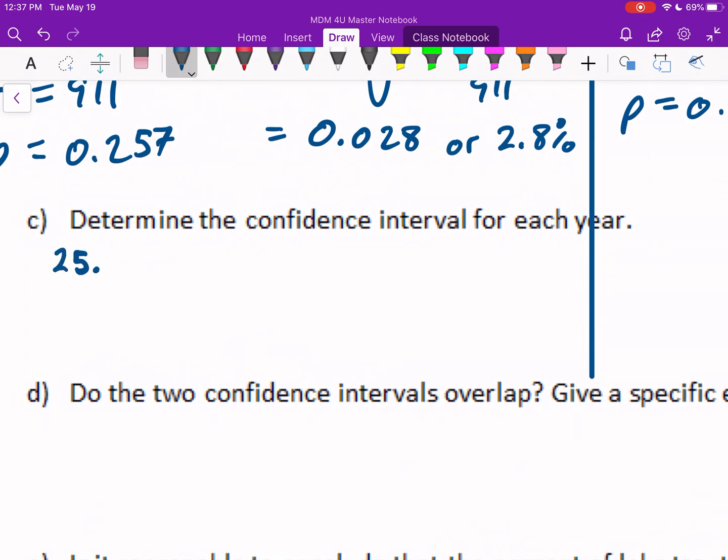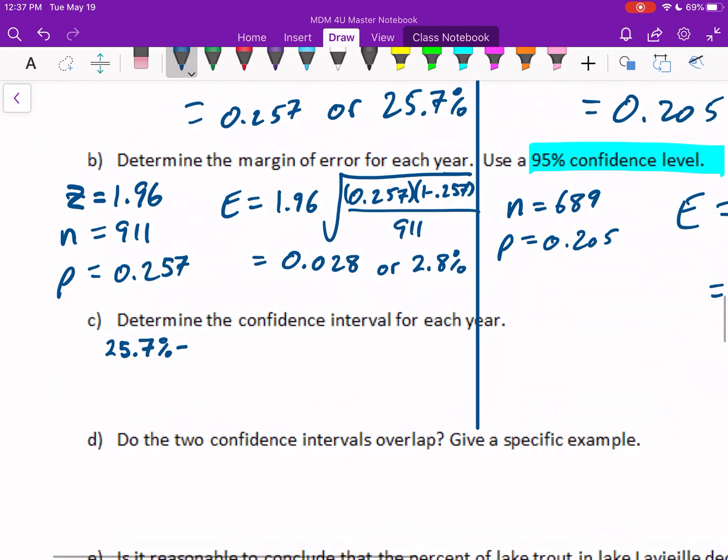I could do this as a decimal as well, but I'll do it as a percent. So 25.7%. The lower edge of this confidence interval is going to be, we're going to take away the margin of error from that. So we'll use that, and we're going to take away 2.8%. The upper limit is going to be 25.7%, but we're going to add the 2.8% to it. Again, this is what's giving us our range, right?